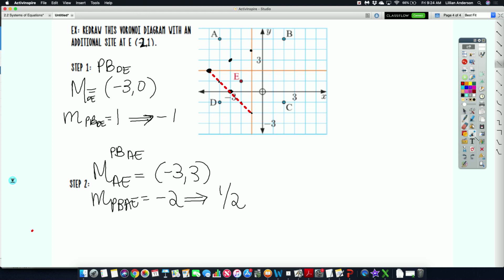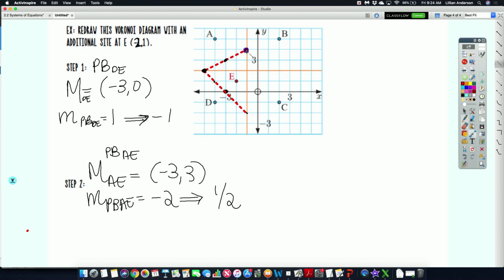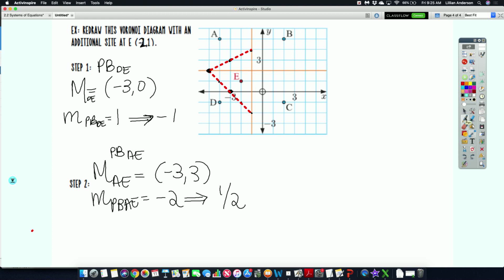Again, I've created a perpendicular bisector. I'm starting to enclose site E in its new cell. I have a new vertex. So I need to construct another perpendicular bisector, this time between what 2 points? B and C, because I'm trying to enclose E. So because we hit another edge, we have to create another perpendicular bisector, this time between A and B.